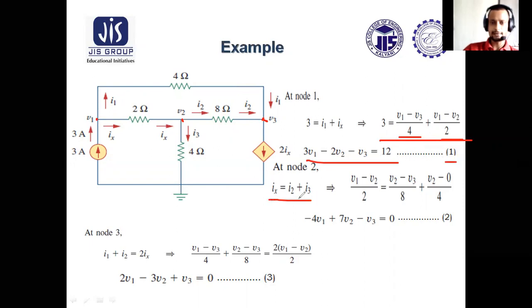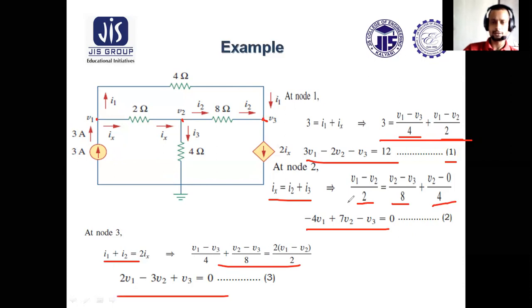Similarly, IX is V1 minus V2 by 2, as we discussed. I3 will be V2 minus 0 by 4. I2 is V2 minus V3 by 8. So you have got this equation. Similarly, substituting the values of I1, I2 and IX, we will get another equation. So we have 3 equations.